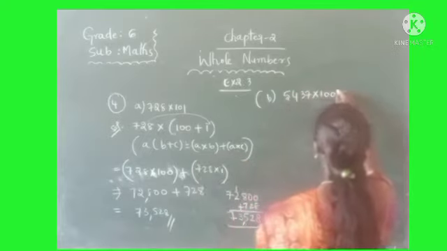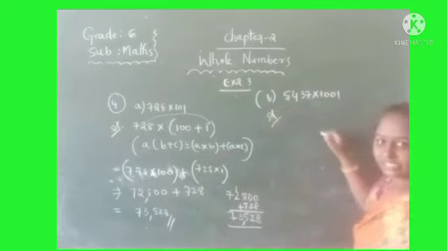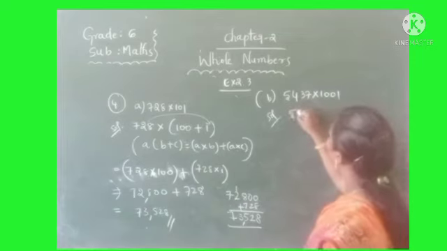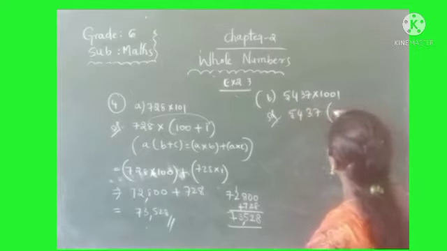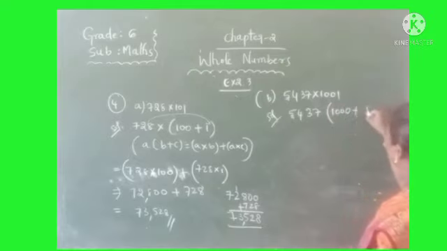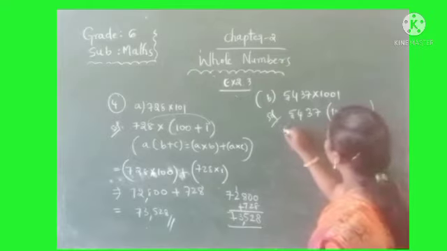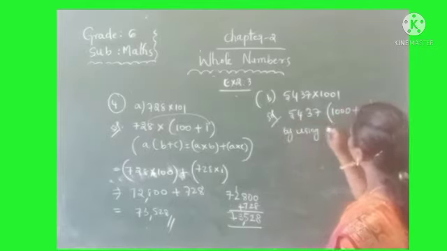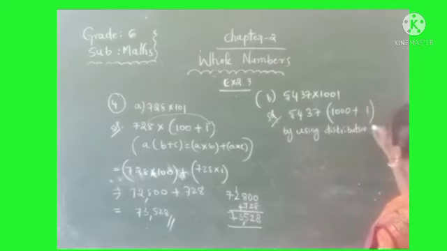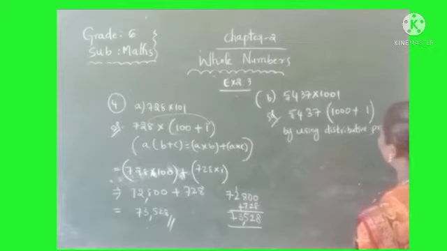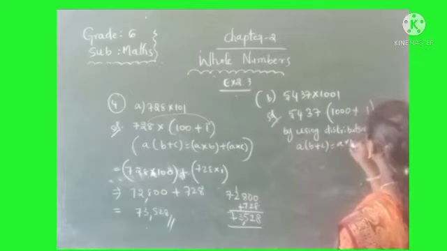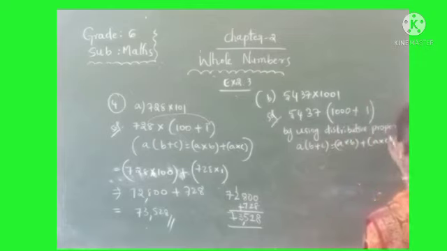So come to the second one, B: 5,437 into 1001. Same procedure. By using the distributive property, we have to multiply the product of two numbers, that is 5,437 into 1001. Here it is 1000 plus 1. By using the distributive property, A into (B plus C) is equal to A into B plus A into C.